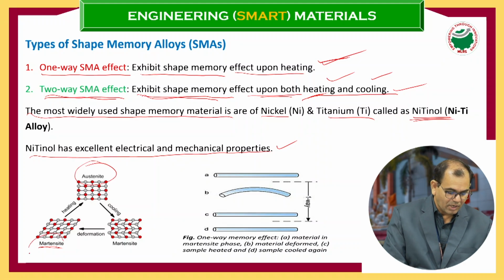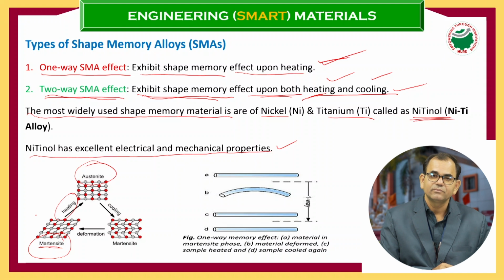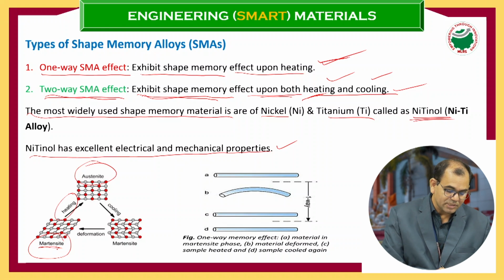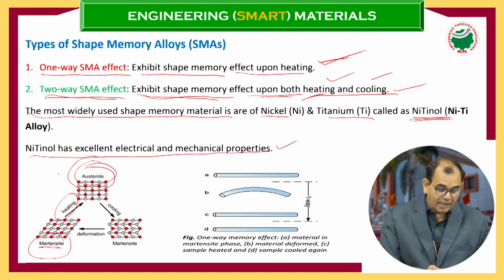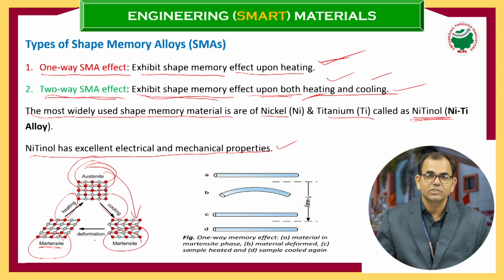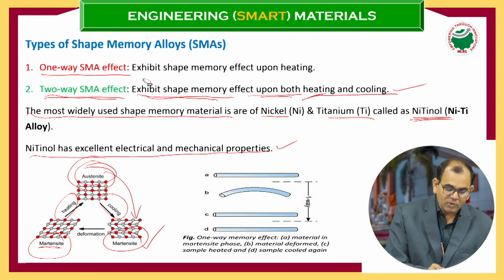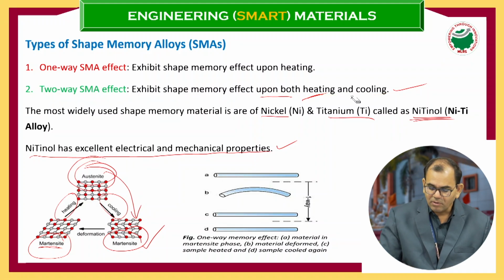Initially, it is martensitic phase. When we apply heat, the phase changes into austenite, and upon cooling this austenite changes back into its original phase, that is nothing but martensite. This is the best example for the shape memory alloy.